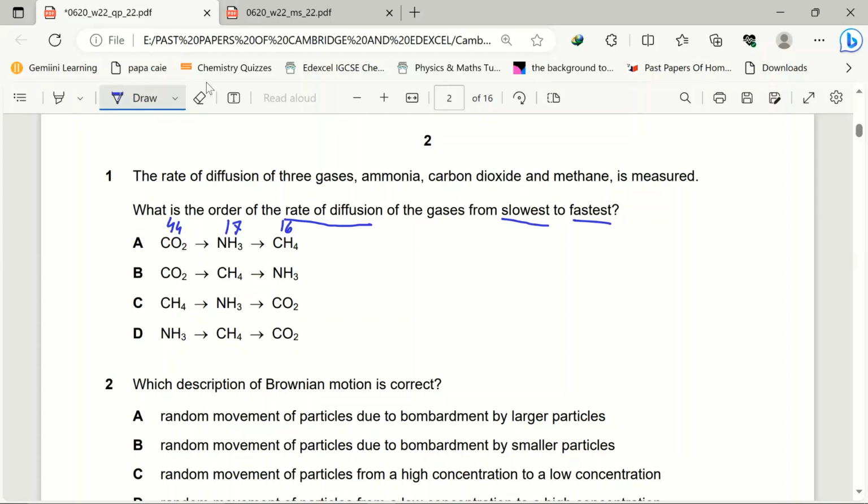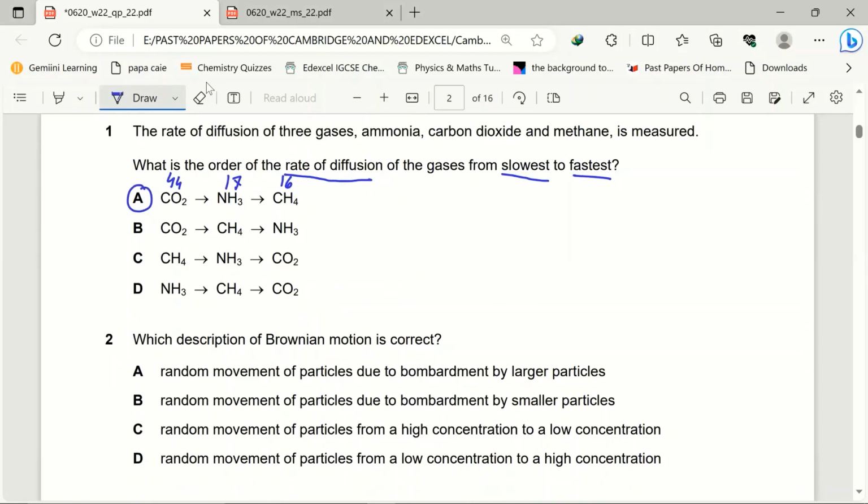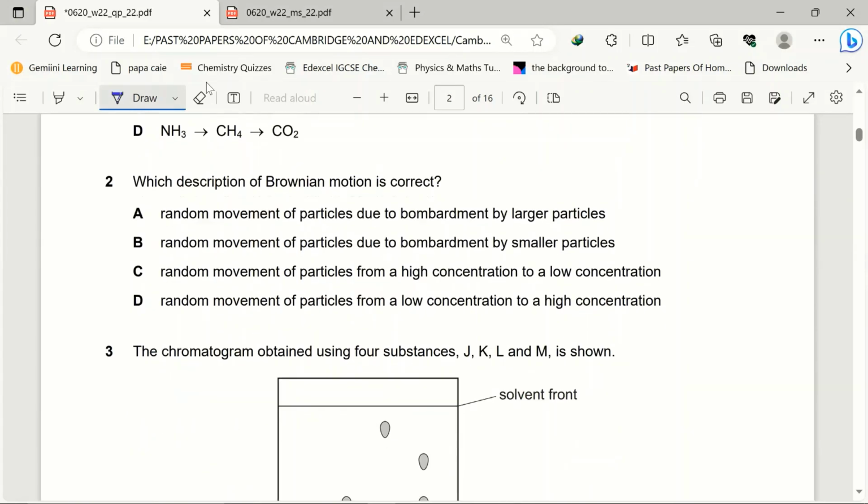So slowest to fastest. The gas which is most heavy will be slowest, and the gas which is lightest will be fastest for sure. So it seems 44, 17, 16, this is the slowest to fastest, so A is the only correct answer. So in this question, what we need to understand is lighter particles travel faster than heavier ones. So A is the only correct answer for question number 1.